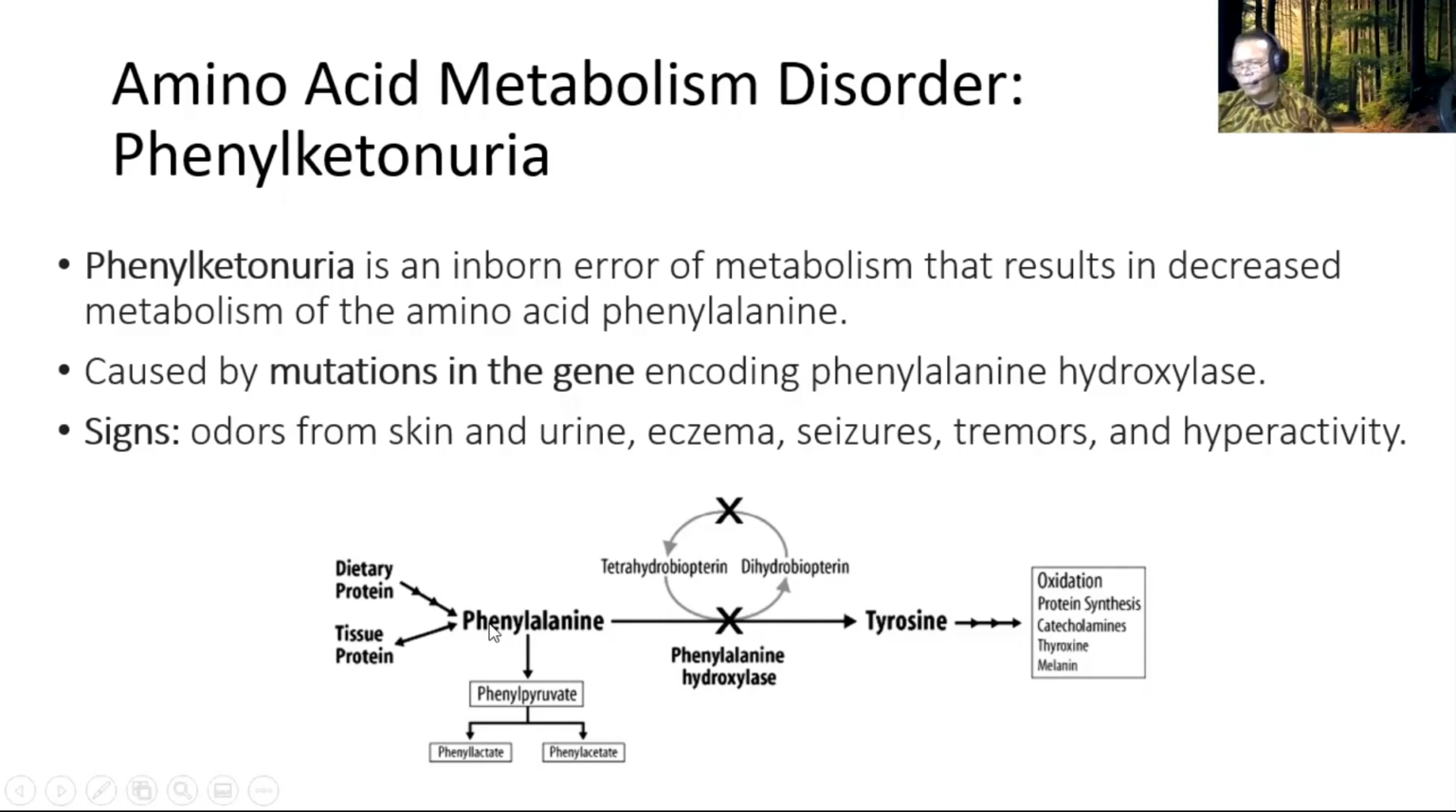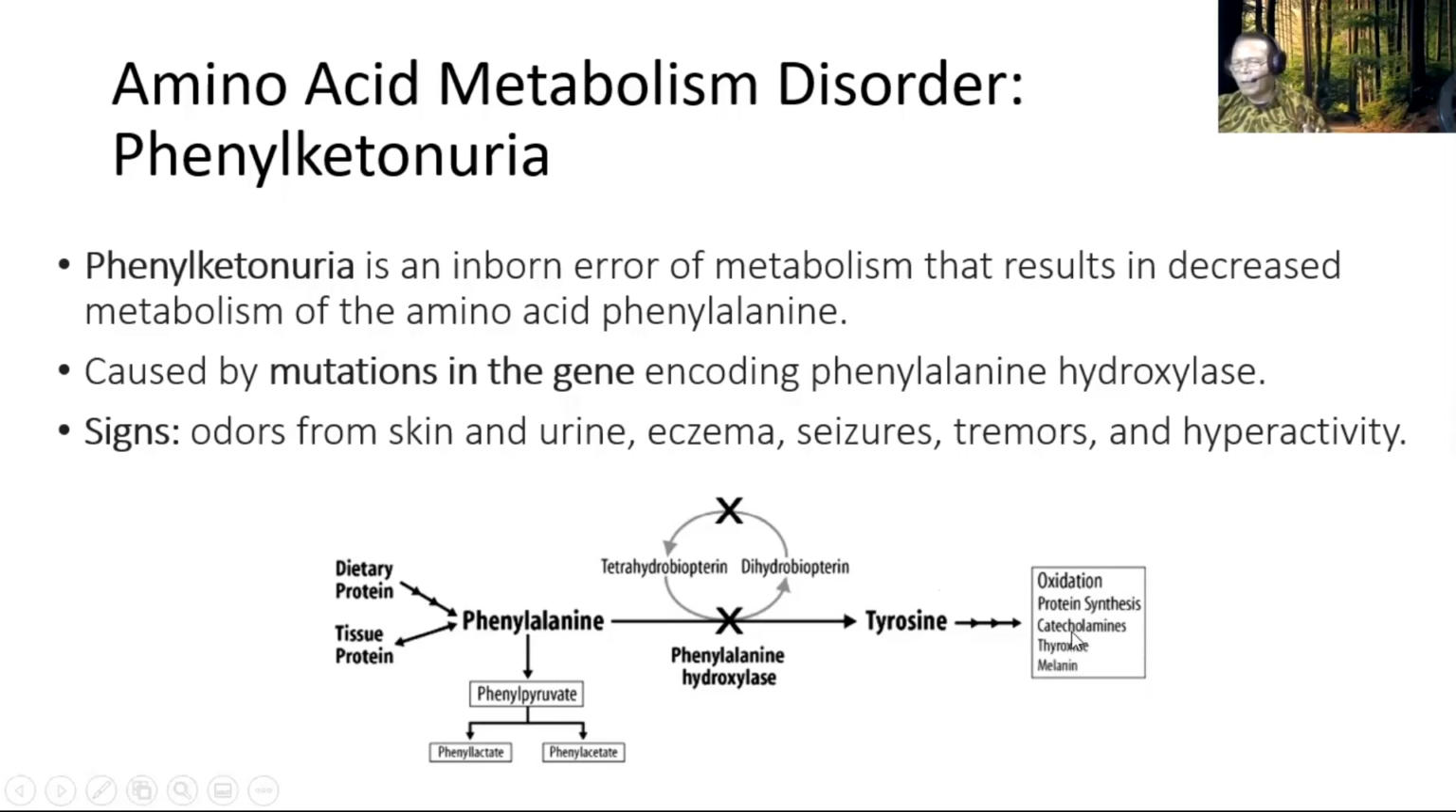We have phenylalanine here. This phenylalanine can be found from dairy protein or tissue protein. In a normal condition, this phenylalanine will convert into tyrosine. Then tyrosine will convert into several compounds, such as through oxidation, protein synthesis, and melanin.